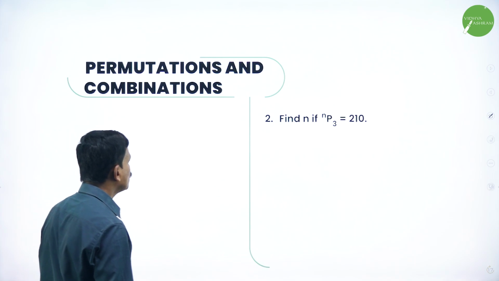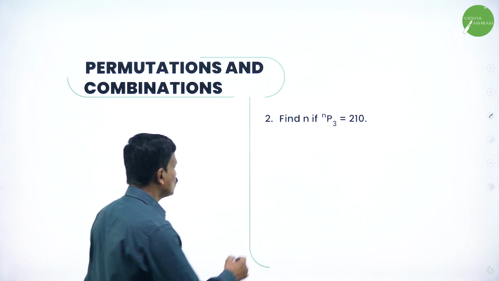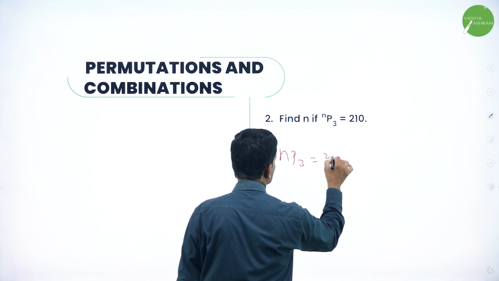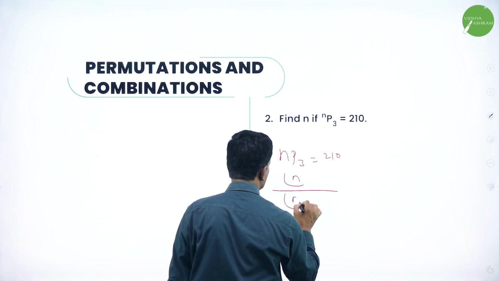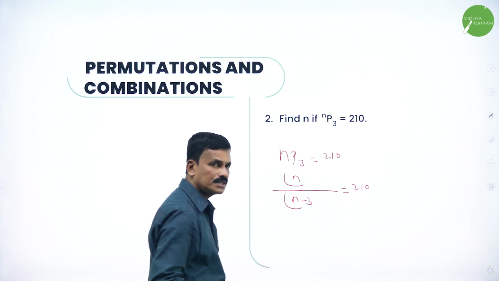Now, move on to the next one. This is a very important problem. Find n if nP3 is equal to 210. nP3 is nothing but n factorial divided by (n minus 3) factorial, which is equal to 210. Okay.